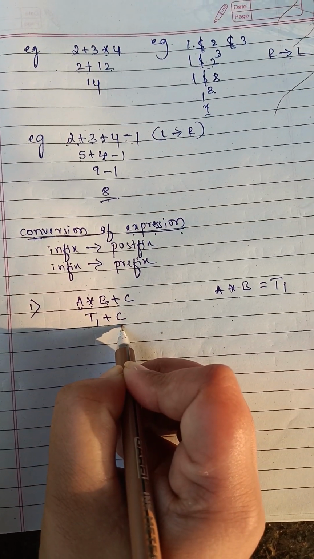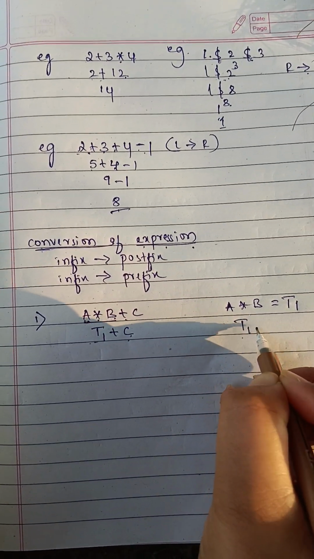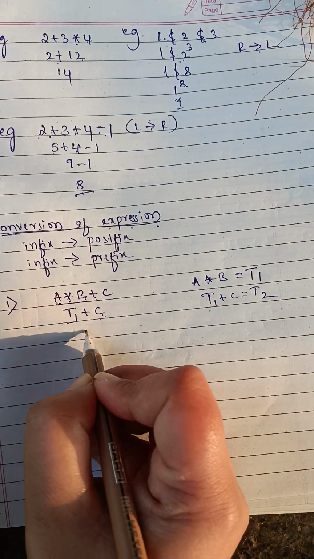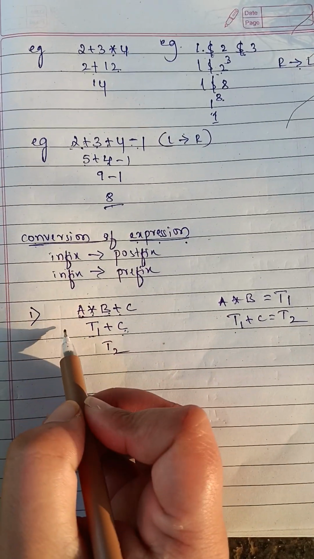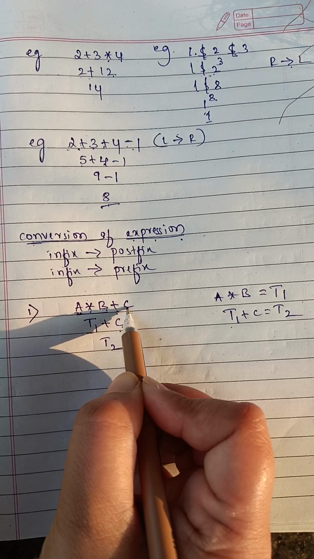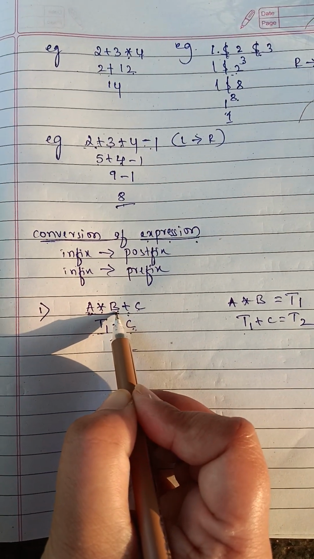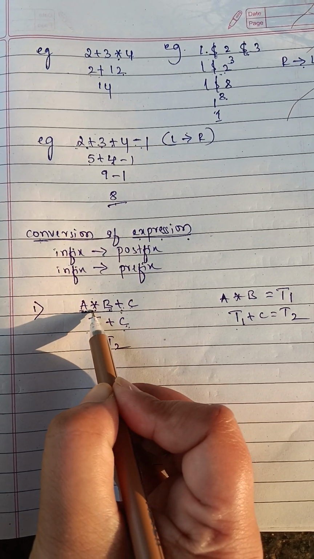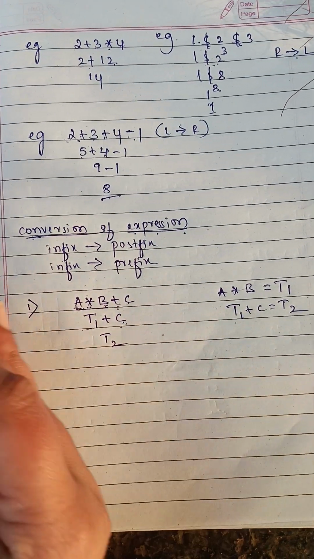T1 plus c, for this I will put T2. Then, if they ask you to convert this, note that this is an infix expression. How do you say it is an infix expression? Because the operator is in between the two operands. In a star b plus c, star has the highest precedence and plus has the next precedence, and the associativity is from left to right.